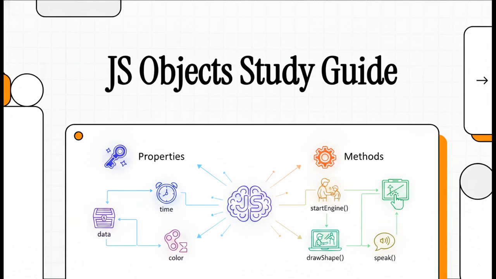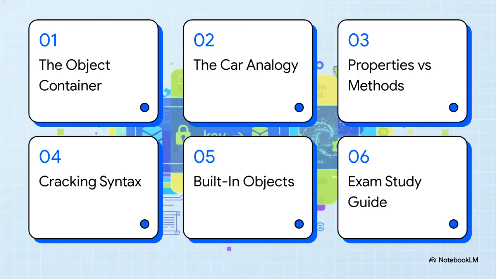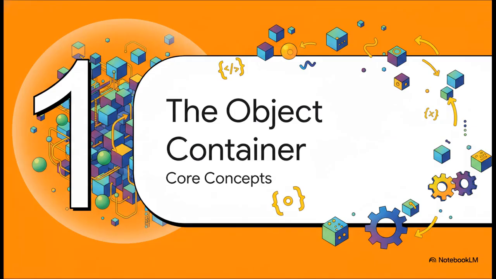We'll lock in the core differences between properties and methods in JavaScript, stripping away all that extra noise and focusing strictly on what you actually need to know to ace this test and write better code. Okay, let's dive into this. Here's our game plan for today. The object container, the car analogy, properties versus methods, cracking the code's syntax, built-in objects, and finally, the exam study guide.